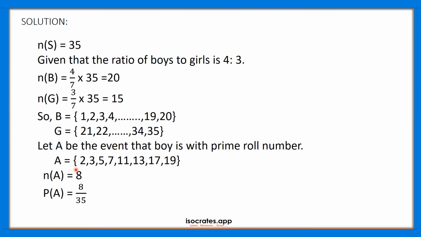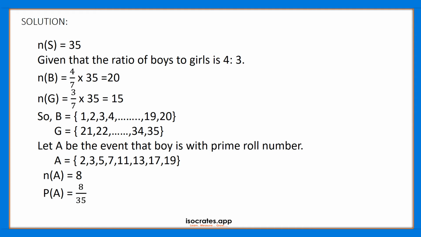In order to find the probability of A, we use the formula that is used to find the probability of an event. The probability of an event is given by P(A) is equal to the number of favorable outcomes divided by the total number of outcomes. In our case, the number of favorable outcomes is 8 and the total number of outcomes is 35. Hence we have P(A) is equal to 8/35.